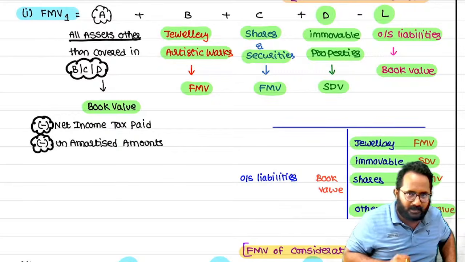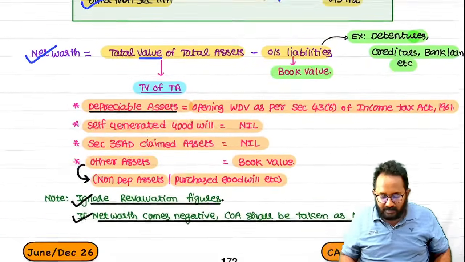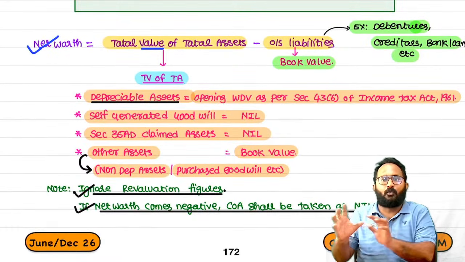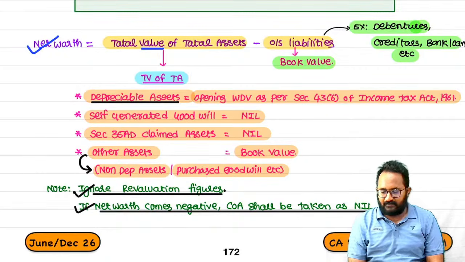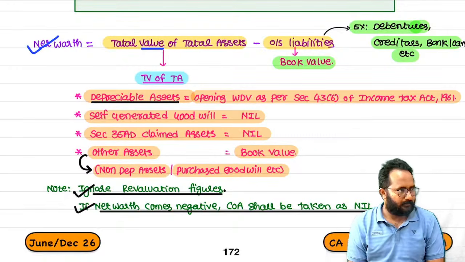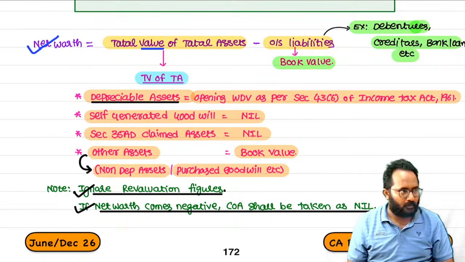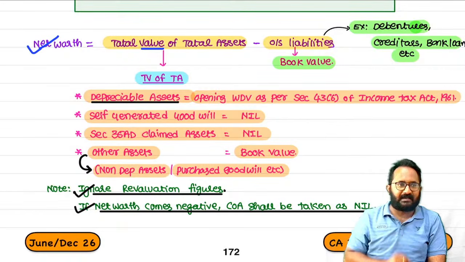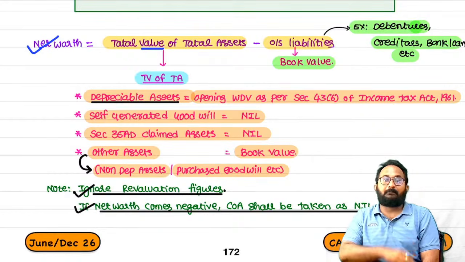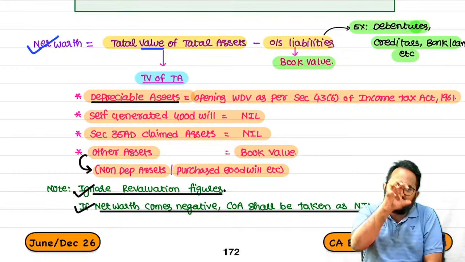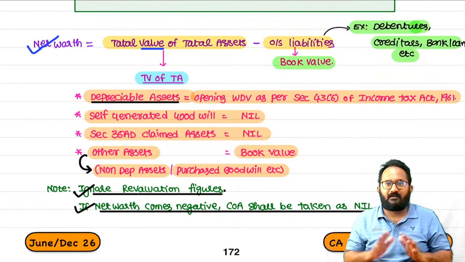Now I will ask you questions. Now I am asking about net worth computation only. Think carefully and tell me. How to value the outside liabilities? Book value. Examples of outside liabilities: debentures, creditors, bank loan, etc. Now, while calculating the net worth, depreciable assets value, what do we have to take? Opening WDV as per Income Tax Act 1961 under section 43(6). What is the self-generated goodwill value? Nil. What is the purchased goodwill value? Book value. What is the section 35AD asset? Nil. What is the non-depreciable assets value? Book value. Understood? Now revaluation figures? Ignore.